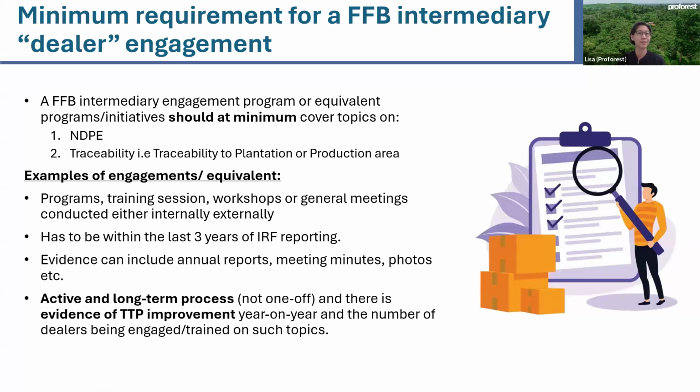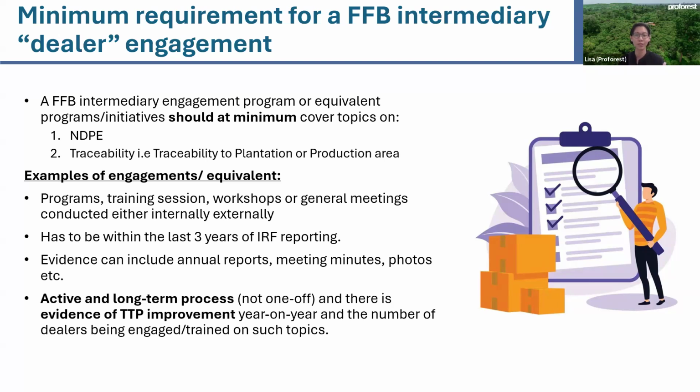And I'll also highlight what the minimum requirement is. We cannot just say anything is a dealer engagement, so there are minimum requirements. Two items, very basic. You must have at least engaged the intermediary on NDPE or traceability. I think the second one is mostly a free pass for most of you because you are already actively engaging your supply chain to get traceability.